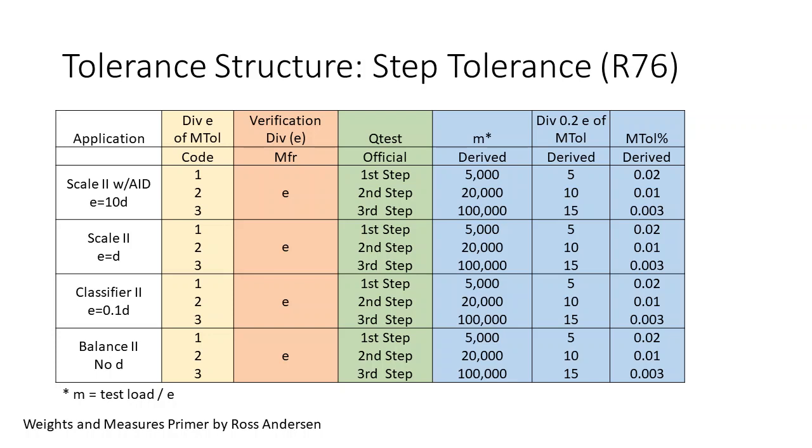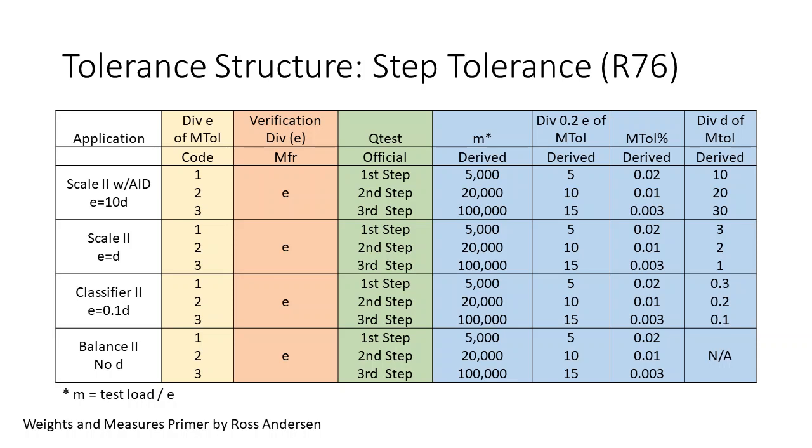The official must still measure error to 0.2 E or better to keep rounding error small, as with the other instruments. The 0.2 E resolution results in a minimum of 5, 10, and 15 divisions of error under R76. The 0.2 E resolution is formally stated in the R76 test procedure, but this got lost in translation to Handbook 44. I can again add another column comparing tolerance to D. This emphasizes the lack of a connection between D and accuracy. With a balance, you can't even make any comparison between D and E.